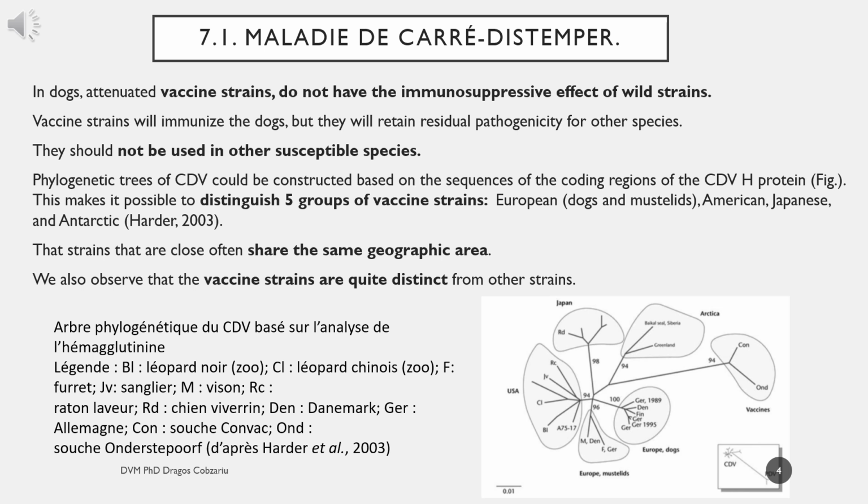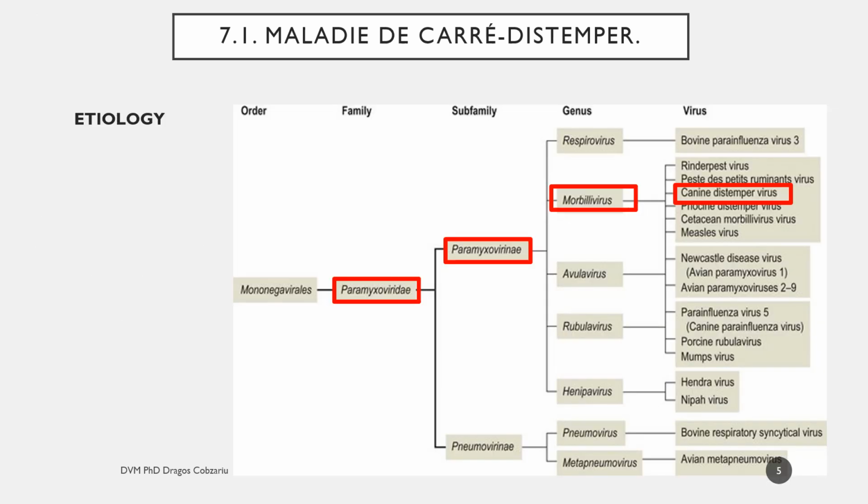Phylogenetic trees of CDV could be constructed based on the sequences of the coding regions of the CDV H protein, figure. This makes it possible to distinguish 5 groups: vaccine strains, European, dogs and mustelids, American, Japanese, and Antarctic. Strains that are close often share the same geographic area. We also observe that the vaccine strains are quite distinct from other strains.